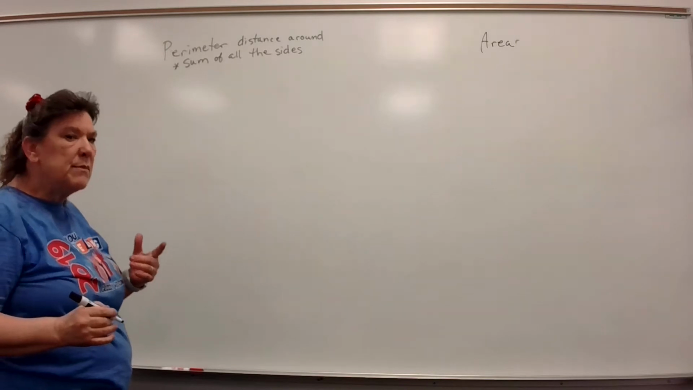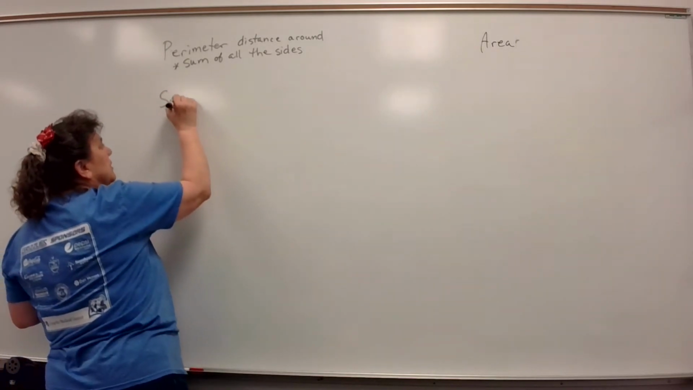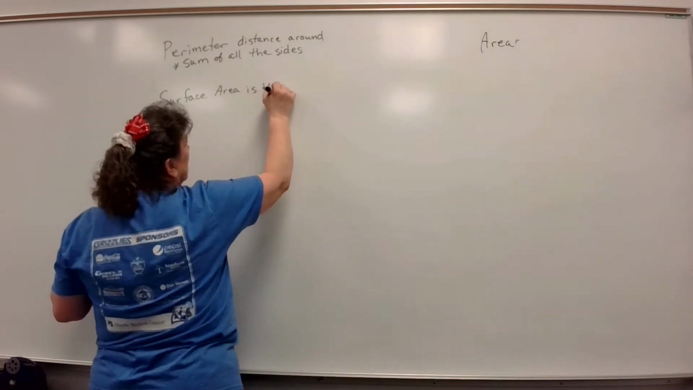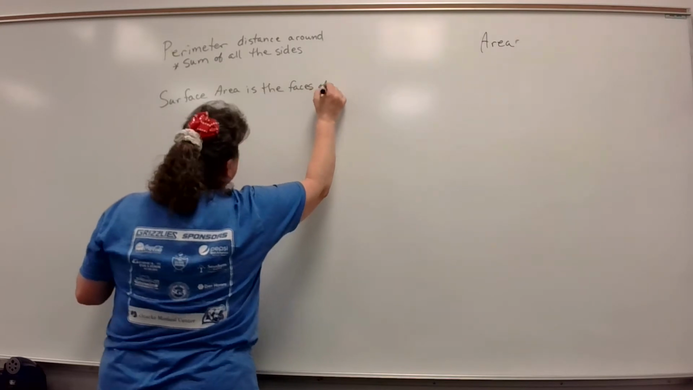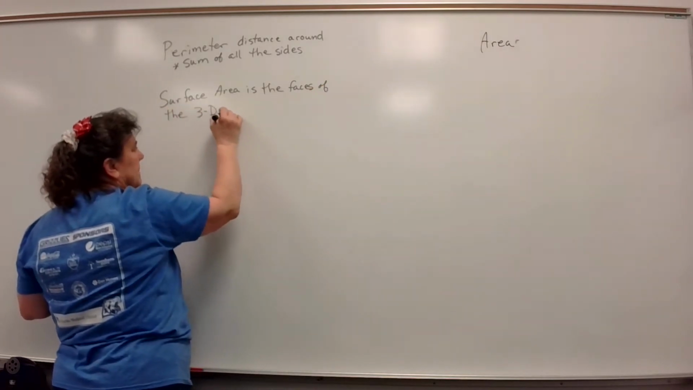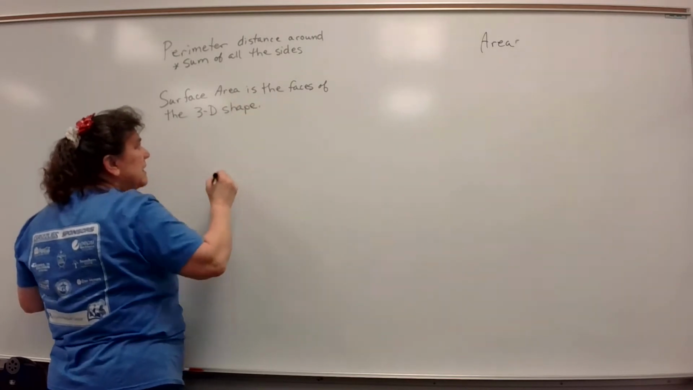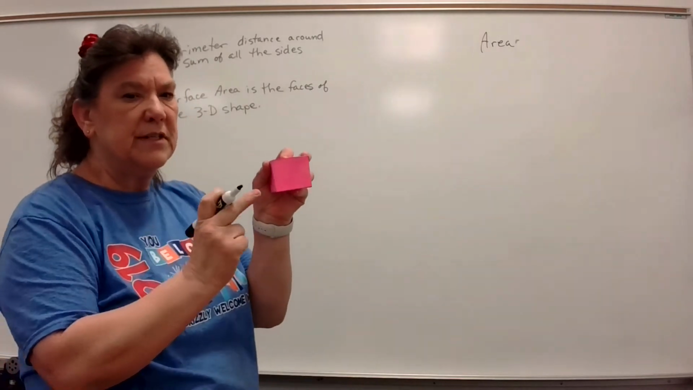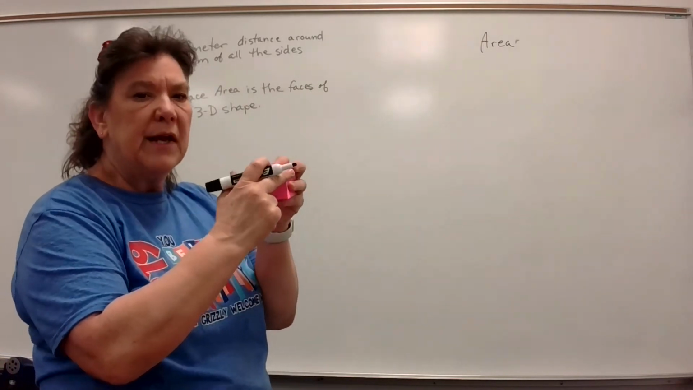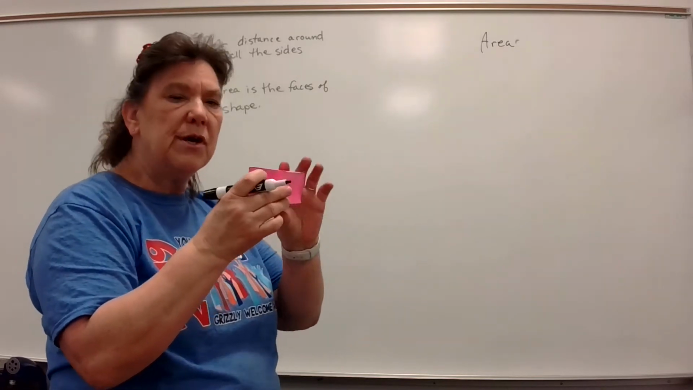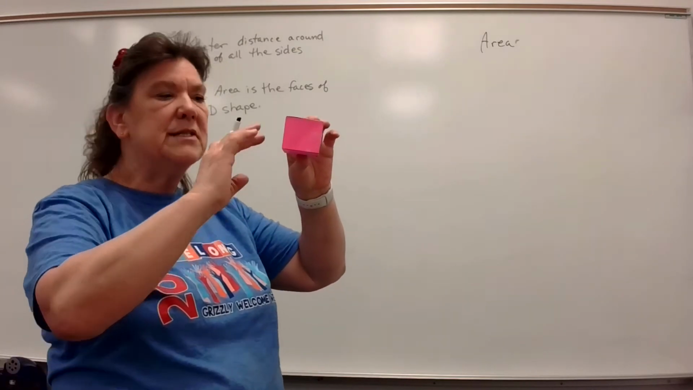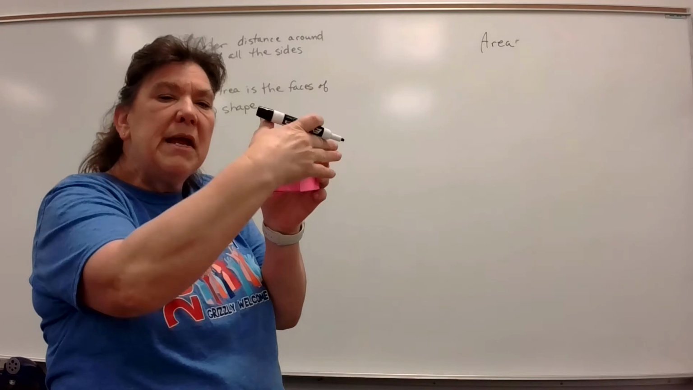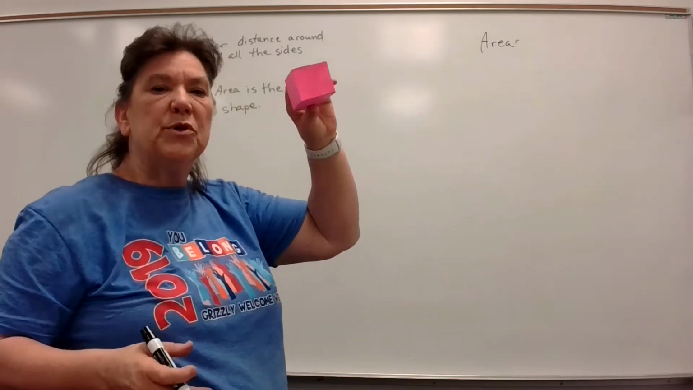Okay, now let's think about this. We've already talked a bit about surface area. Surface area is the faces of the 3D shape. In a sense, it is the same as the perimeter. Because remember, your perimeter, if we were to look at this flat surface, is this plus this plus this plus this, right? That gives you your perimeter of that rectangle. Now, when we talk about a rectangular prism, our perimeter is the surfaces. So we have the four surfaces of the lateral plus the surfaces of the two bases. And that makes the surfaces which enclose this particular 3D solid.